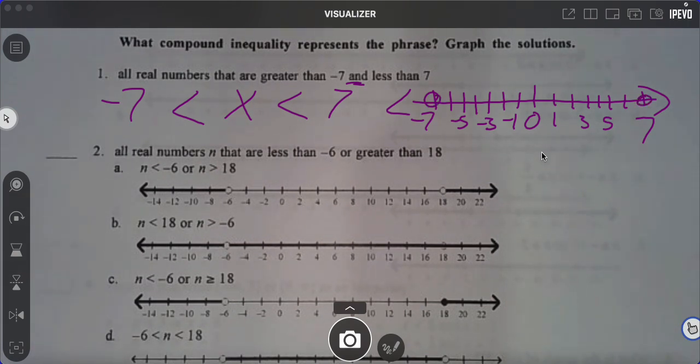Since x is between those two numbers, where am I going to shade my line? In between those two numbers. So that's what I would be looking for. Okay? Are we good with that? Yes? That one's just like one we did yesterday, isn't it? Yeah. I'll leave that up there for a second.